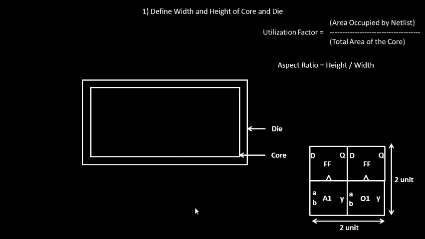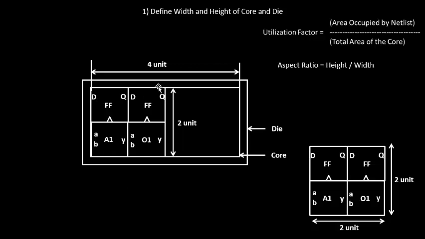So this is your core, and let's see the dimensions of the core. The height of the core is 2 units, the width of the core is 4 units. Now we place this particular logic inside this. Going by the definition of utilization factor, the numbers will look something like this. The utilization factor will be the area of the netlist, which is 2 units cross 2 units, divided by the total area of the core, which is 4 cross 2. So the utilization factor will be 4 square units by 8 square units, so the utilization factor is 0.5.